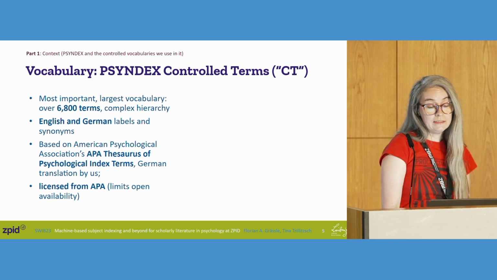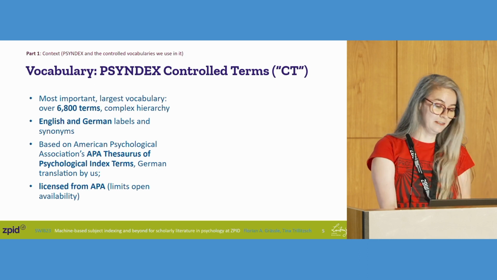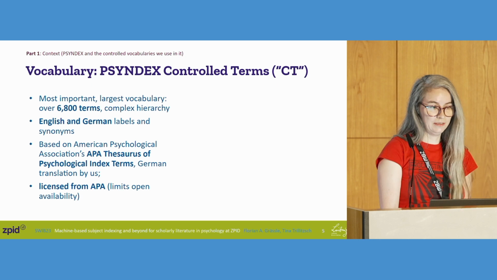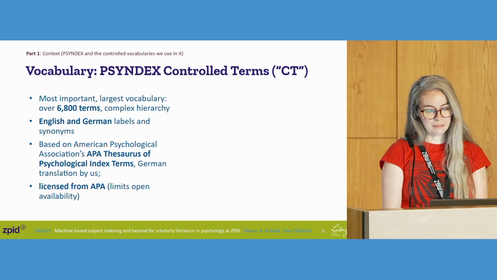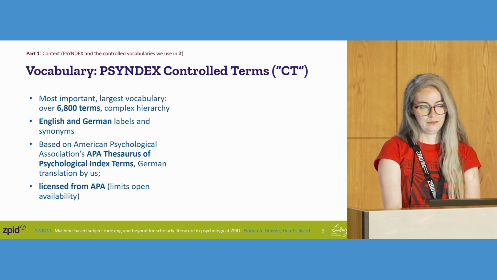Which means that we license the thesaurus from the APA. That also means we cannot make it publicly available. That is kind of a problem, because it's not on our Cosmos. We can't allow that based on our terms with the APA.